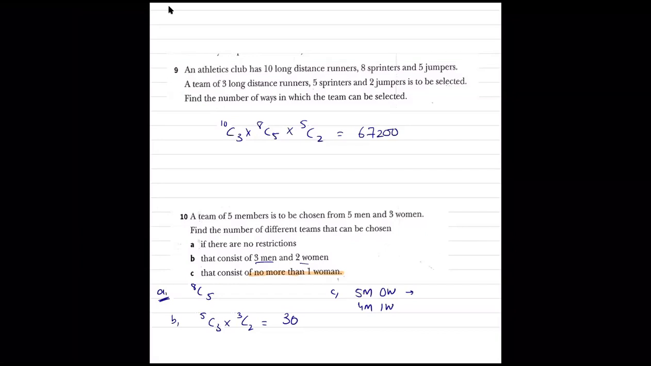The way you're going to solve this is 5C5 into 3C0 and 5C4 into 3C1. Then you're going to add these two answers. So what's the final answer? 16. Okay. 16, right? Yes.